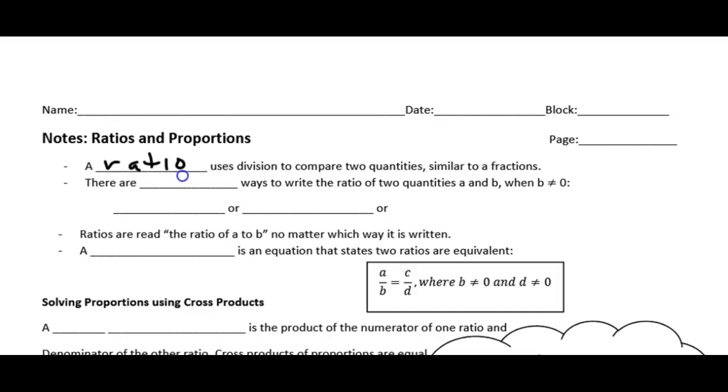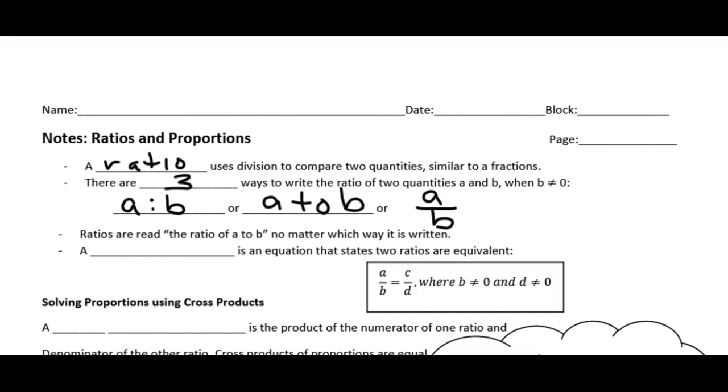There are three ways to write a ratio. We can write it as A to B, so using that colon. You can also write the words A to B, or you can use the fraction bar A over B. Ratios are read, the ratio of A to B, no matter which way it's written.